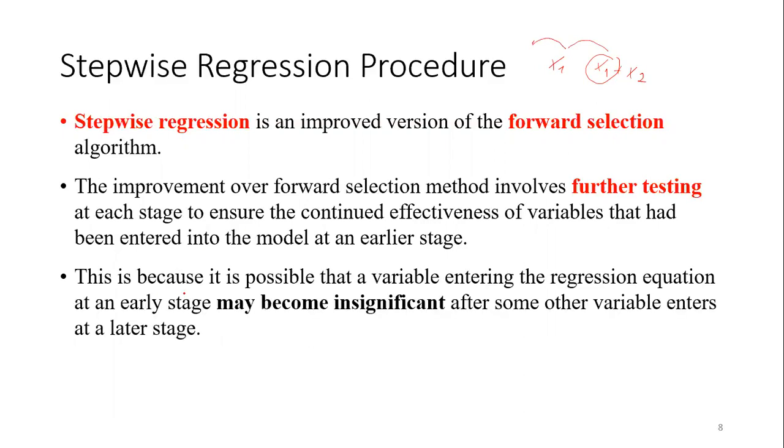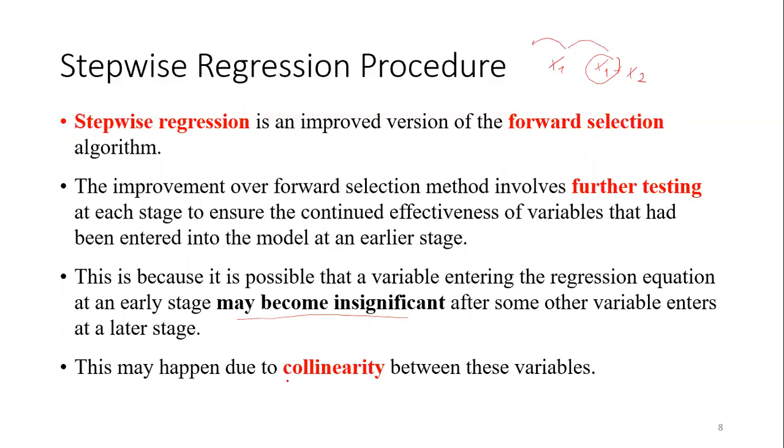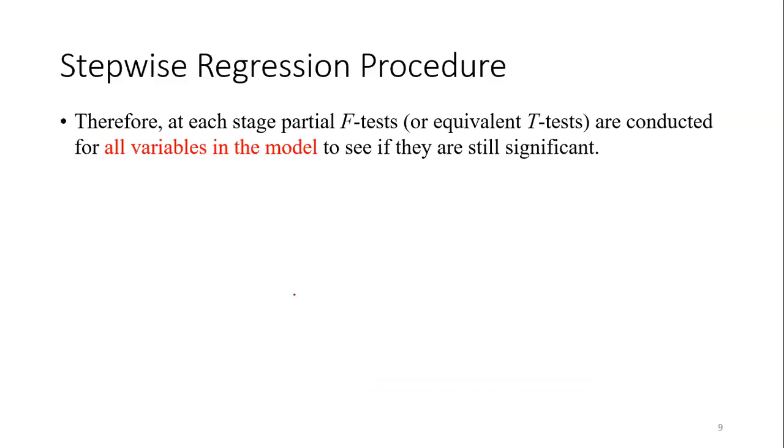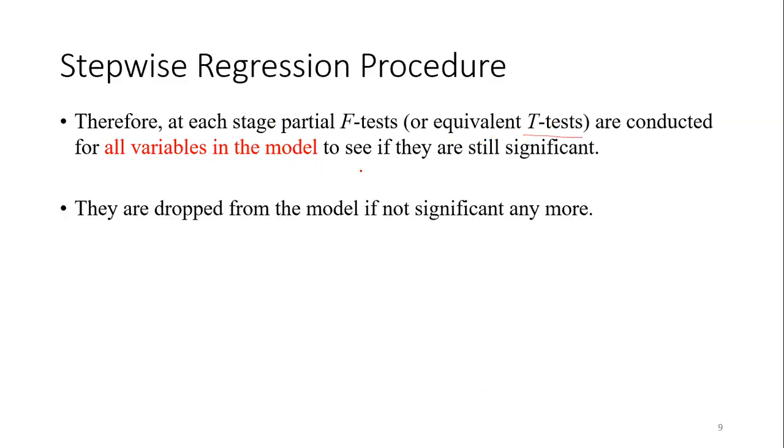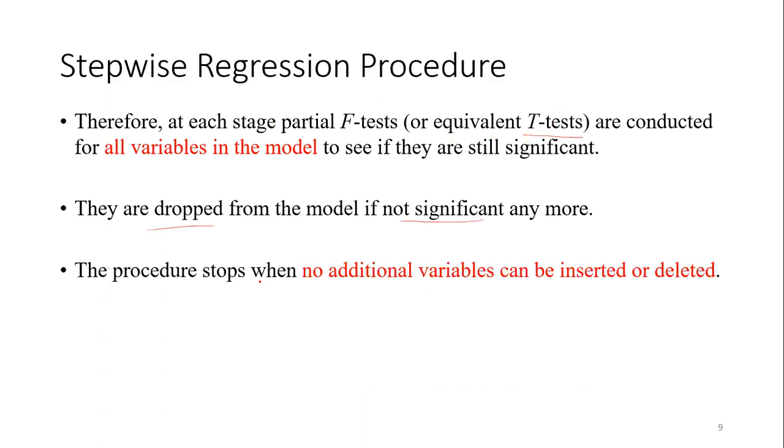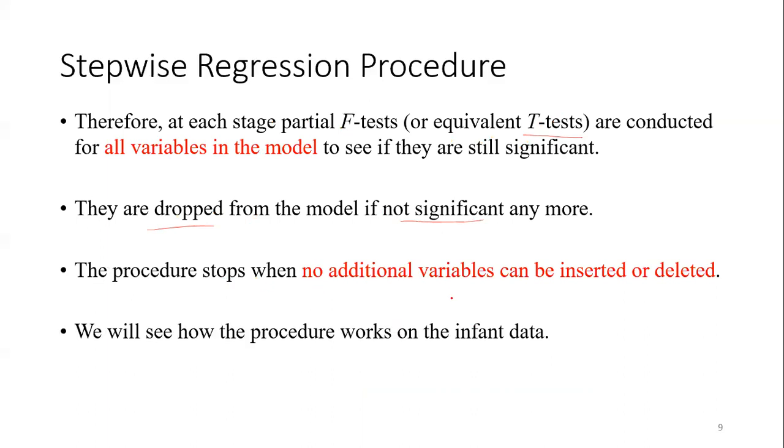This is because it's possible that a variable entering the regression equation at an early stage may become insignificant after some other variables enter at a later stage. This may happen due to the collinearity between these variables. So at each step, we make a partial f-test, or the equivalent t-test, which is easier, for all variables in the model to see whether they are still significant or not. If they are not significant, we drop them from the model. This procedure stops when no additional variable can be inserted or deleted.